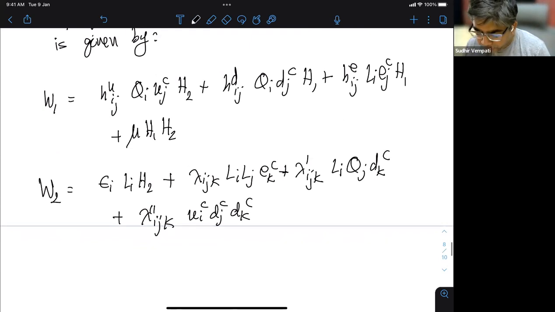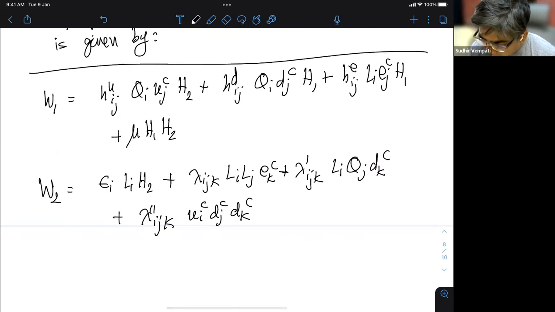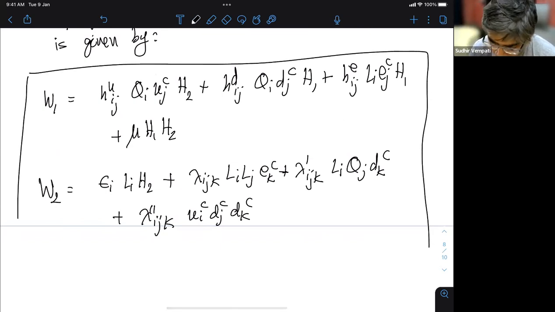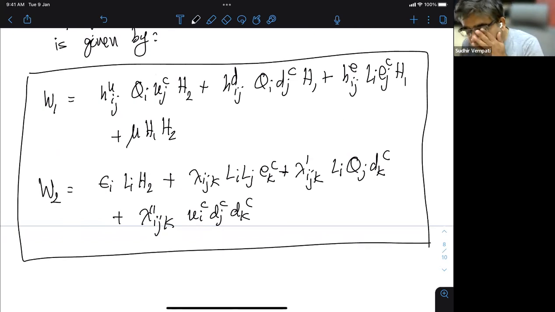So the superpotential, I wrote it explicitly in terms of two parts. Let's go through them slowly and understand these terms. The first three terms are essentially your Yukawa couplings. This gives you for the up type quarks, this gives you for the down type quarks, and this gives you for the charged electrons.